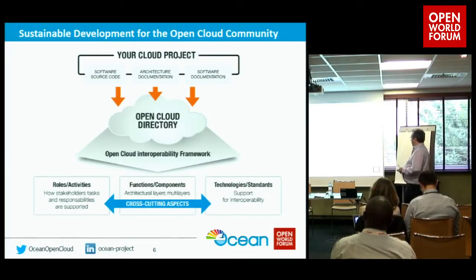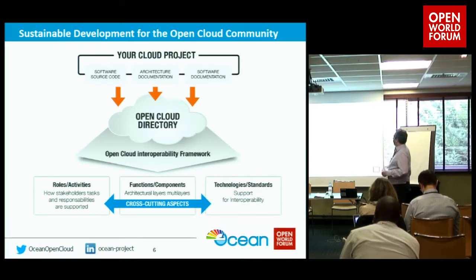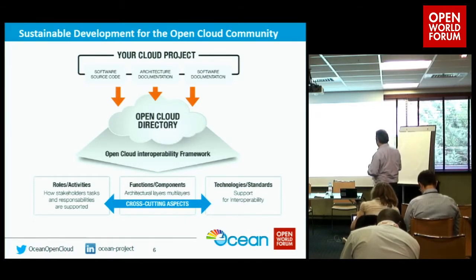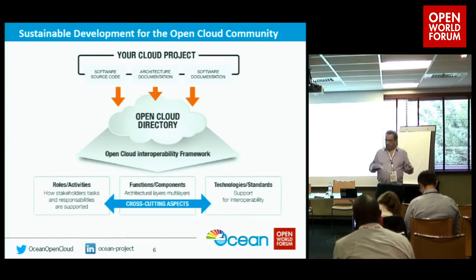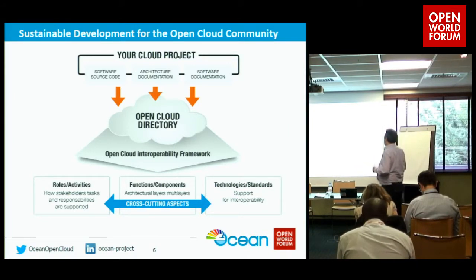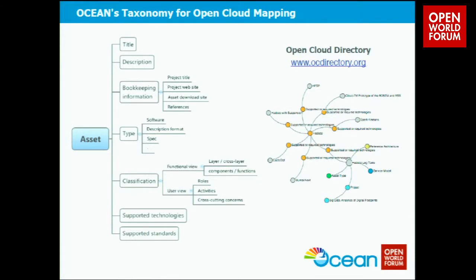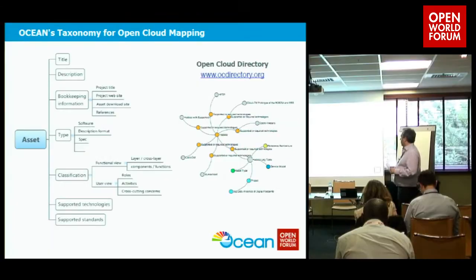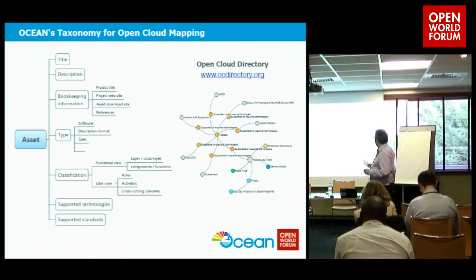So if we look closer at the implementation of this project, for each of the cloud projects, we are in fact importing metadata from each asset and providing that metadata into the cloud directory. Then we map the metadata to the framework architecture, the Open Cloud Interoperability Framework. And this helps provide navigation views regarding functions, roles, and activities you may need in the cloud, and also regarding standards that are used in each component. So a classic view is a tree view. We use a taxonomy for each asset, which helps you find components with visual tools like you have on the right of the screen.